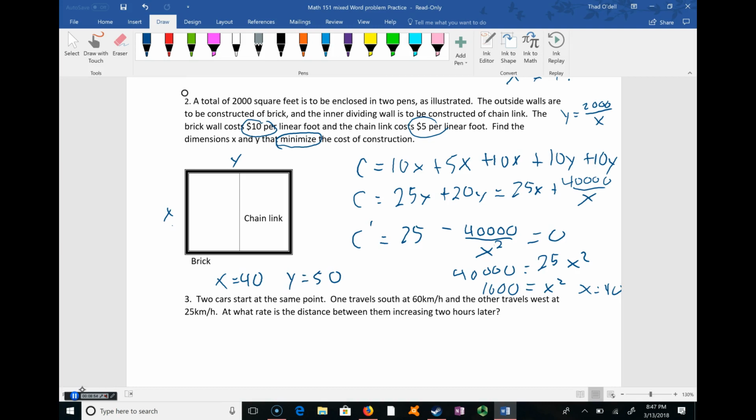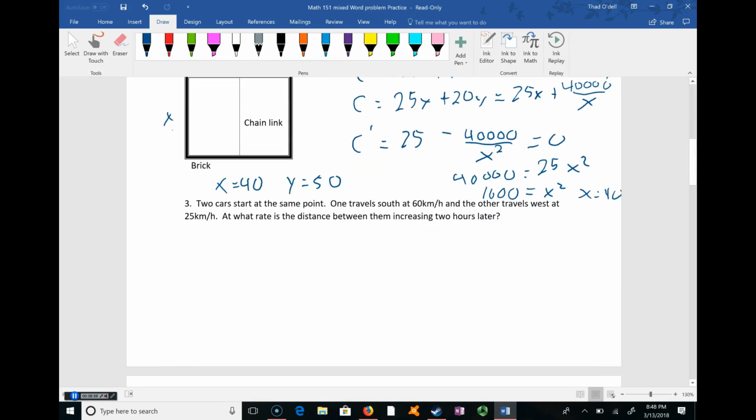Okay, number 3 says two cars start at the same point. One travels south at 60 kilometers per hour and the other travels west at 25 kilometers per hour. At what rate? Aha, there's the dead giveaway. We're talking about related rates now. Is the distance between them increasing 2 hours later? So let's draw a picture. Here's my cars speeding away from each other.